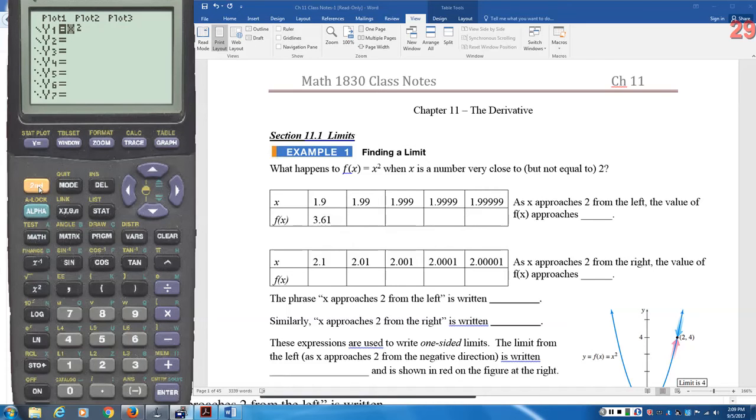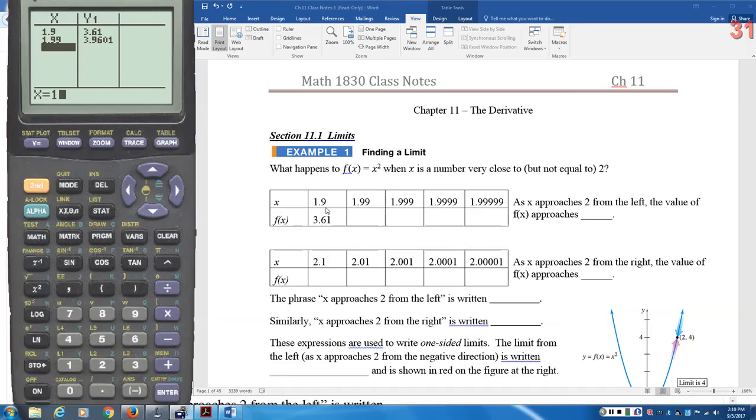Now here's what we're going to do. You're going to press your second and your graph button to go to your table. This is how we're going to build this table, and you're going to be amazed how quick this goes. We want 1.9, then we want 1.99, then we want 1.999, and then the next one says 1.9999. And all we have to do then is come down here and fill in this table.